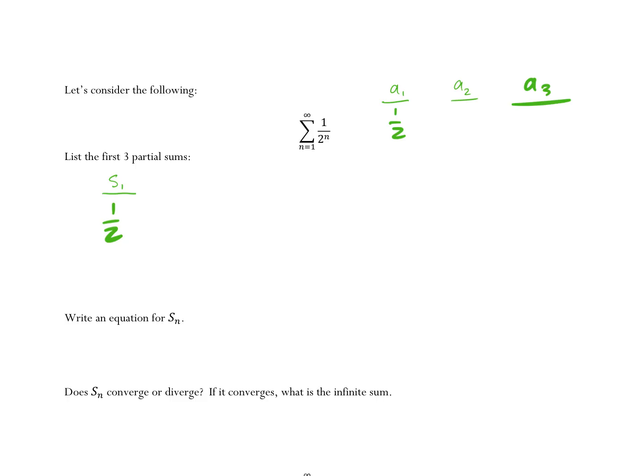Now, what is my second term of the sequence? In other words, what is A2? It would be 1/4. So S2 would be 1/2 plus 1/4, which is 3/4. And A3 would be, I think, 1/8, yeah? And what would that make S3? 7/8.